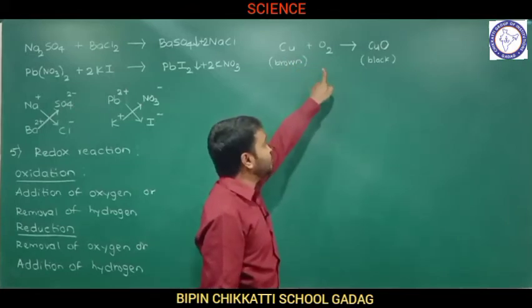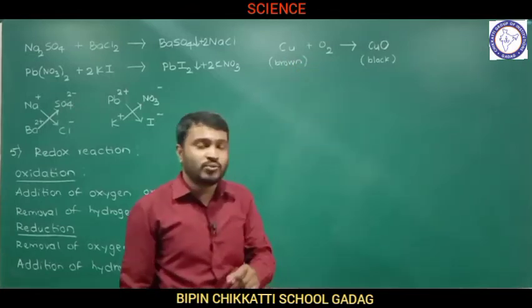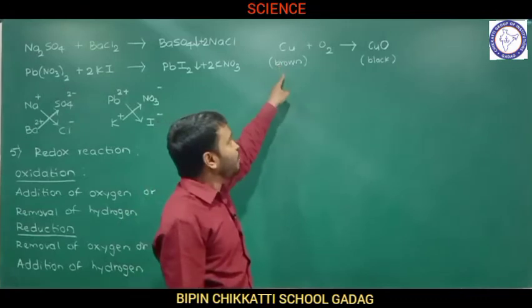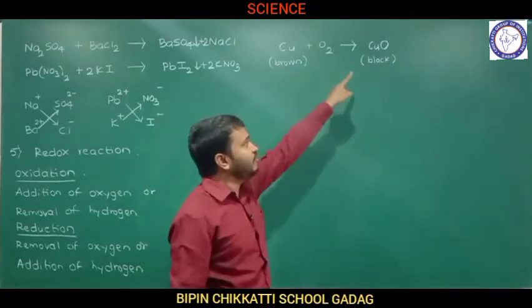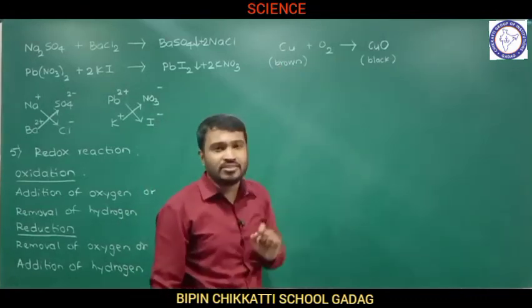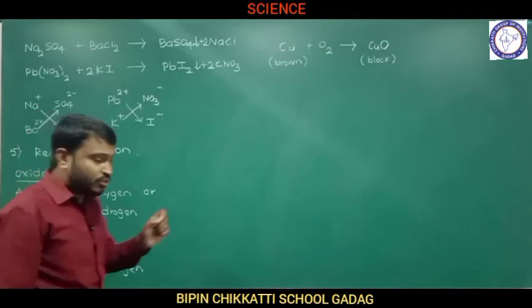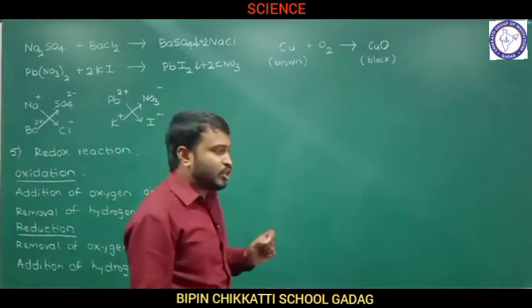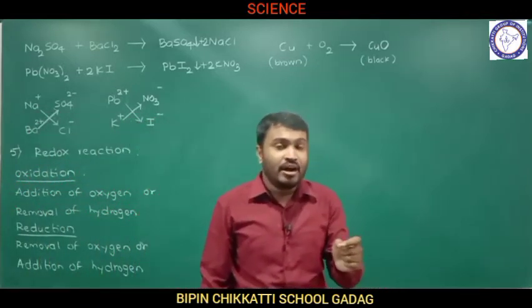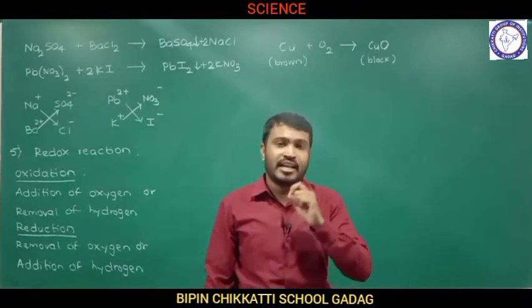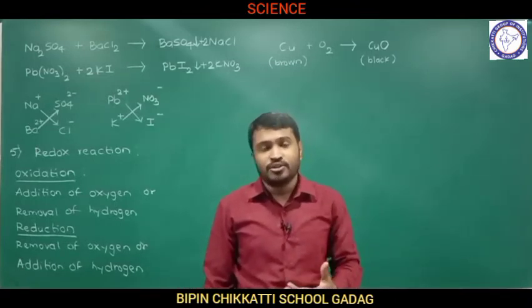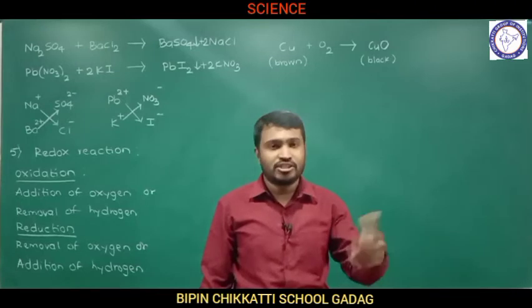Addition of oxygen takes place here, and that we call oxidation. Copper undergoes oxidation, and we are going to get the black colored CuO. Therefore I have written that the addition of oxygen to a substance we call oxidation. So in the reaction we are supposed to observe whether oxygen has been removed or whether oxygen has been added, and based on that we should decide whether that is oxidation or reduction.